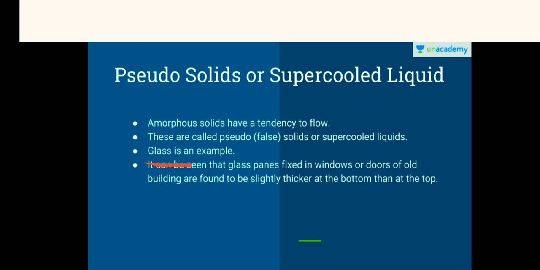When we're talking of glass, you must have seen the glass panes of very old buildings, in which the panes are thicker at the bottom and thinner at the top. That is because over time glass starts melting, and as a result it keeps flowing to the bottom due to the force of gravity. Because of this, it can be said that glass is a supercooled liquid and not a true solid.